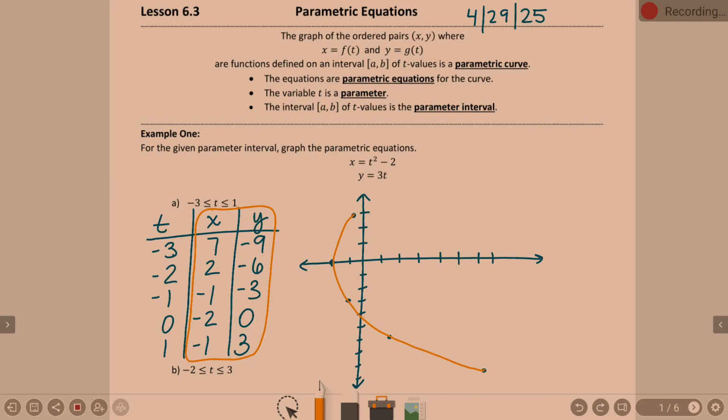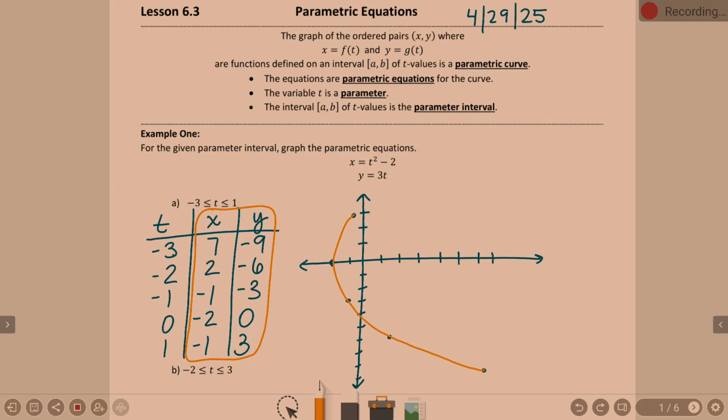If they didn't give us an interval, we could use arrows, we could go past. But because they gave me this interval for my parameter t, it's only with the ordered pairs associated with t being negative 3 to 1. So we have part of a sideways parabola, if you will. Okay? Are we good there?